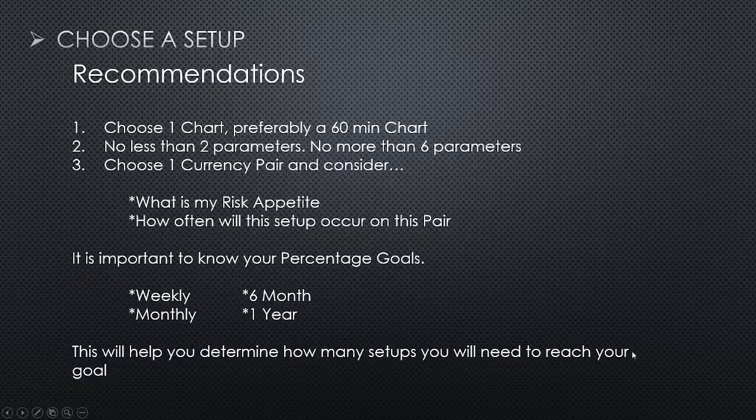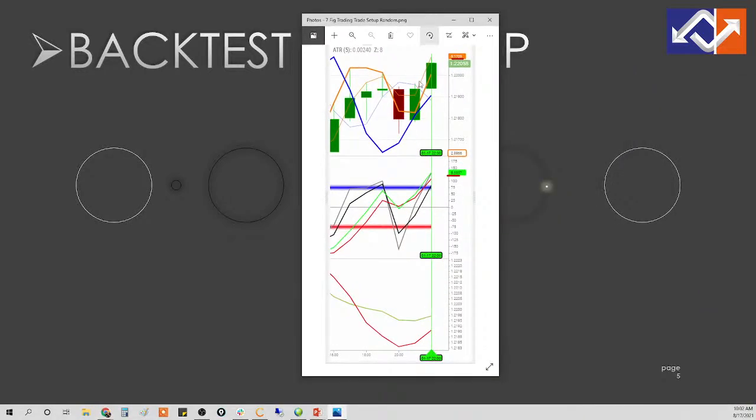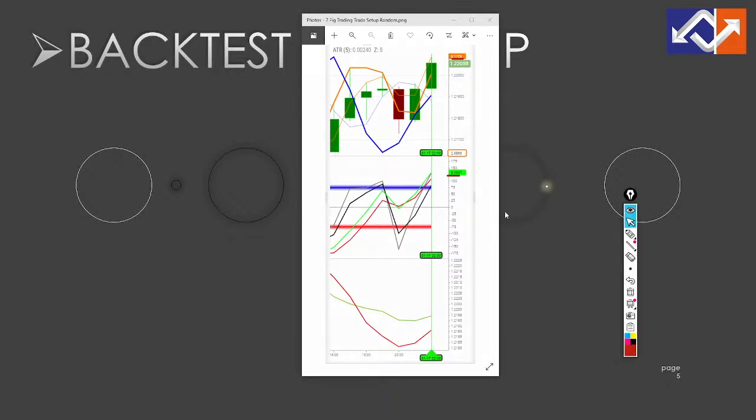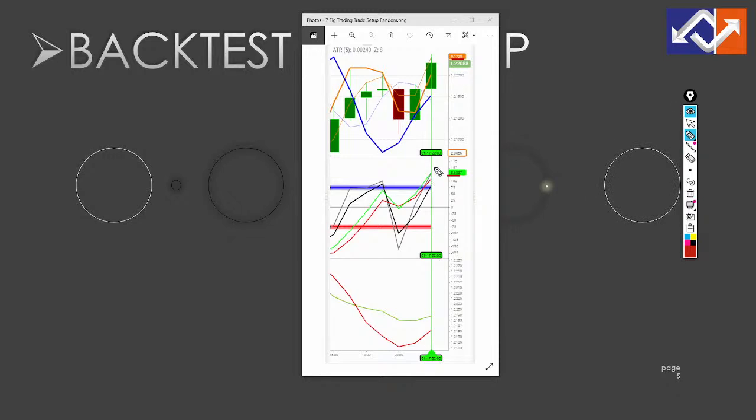This is going to help you determine how many setups you'll need to reach your goal. So we're going to talk about backtesting the setup. And last week we talked about this setup. We just floated it and pulled up a random one. Right now, as it stands, our consideration, and this is fluid because we've just established this, is that we want to look for major minor just entering the overbought or oversold.